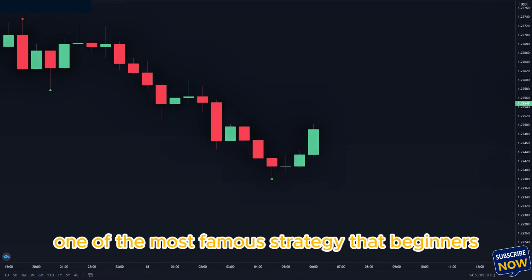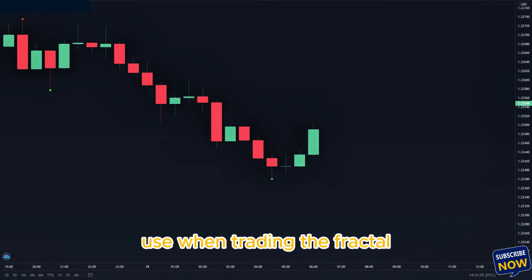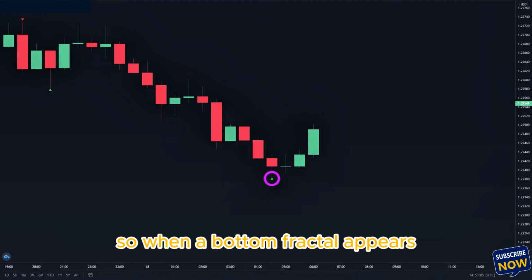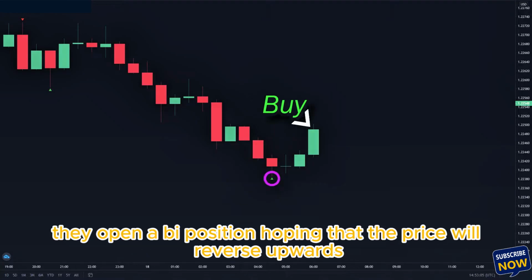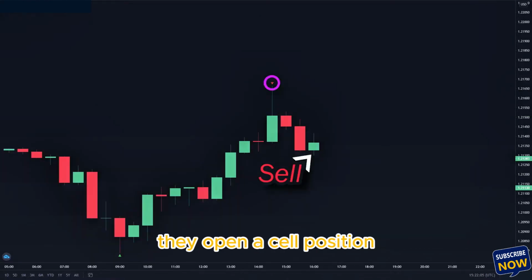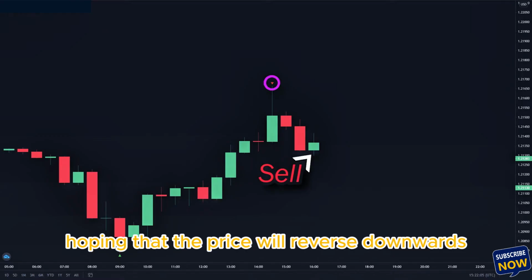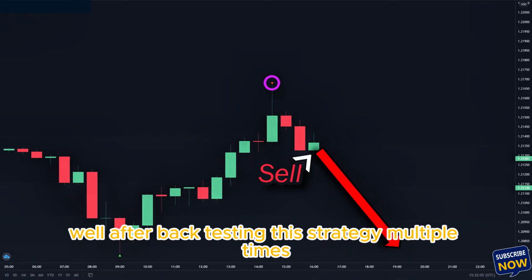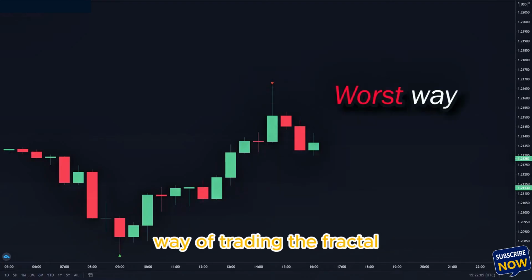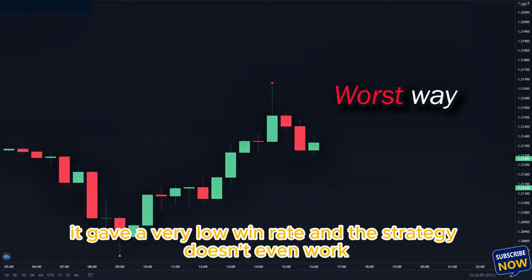One of the most famous strategies that beginners use when trading the fractal is using it as a reversal indicator. So when a bottom fractal appears, they open a buy position hoping that the price will reverse upwards. And when a top fractal appears, they open a sell position hoping that the price will reverse downwards. Well, after backtesting this strategy multiple times, I discovered that this is actually the worst way of trading a fractal. It gave a very low win rate, and the strategy doesn't even work.